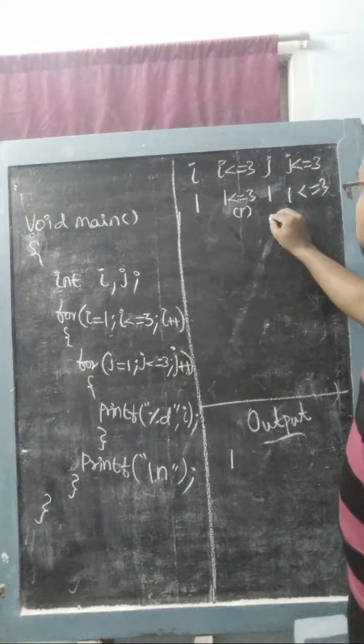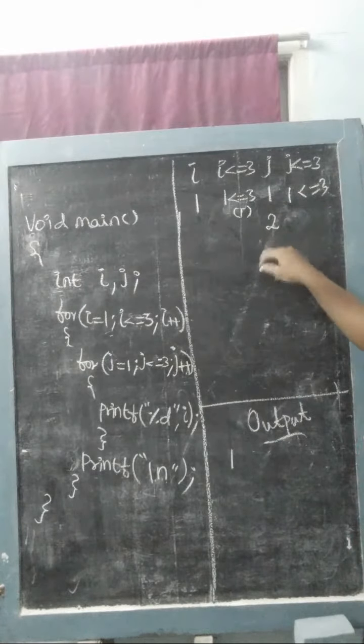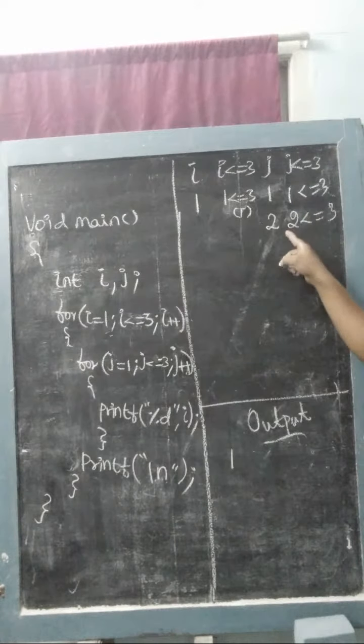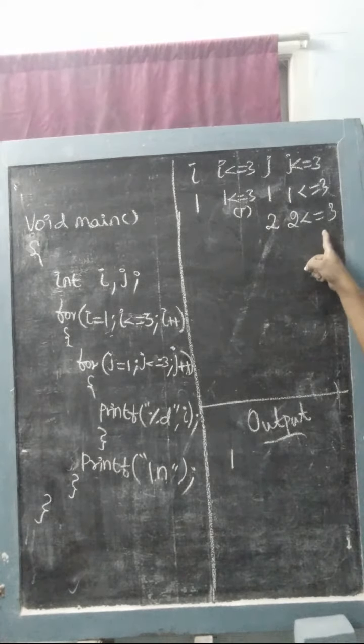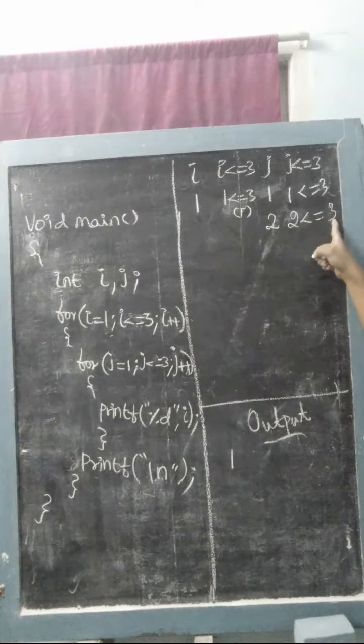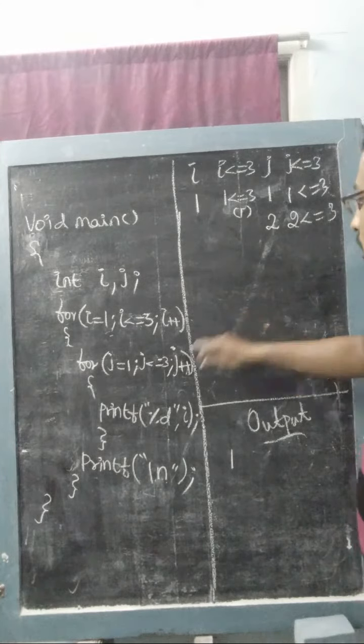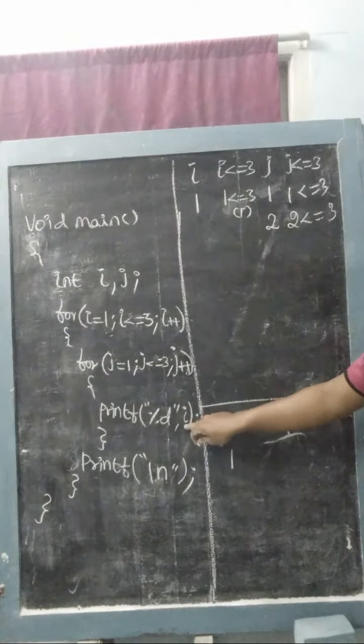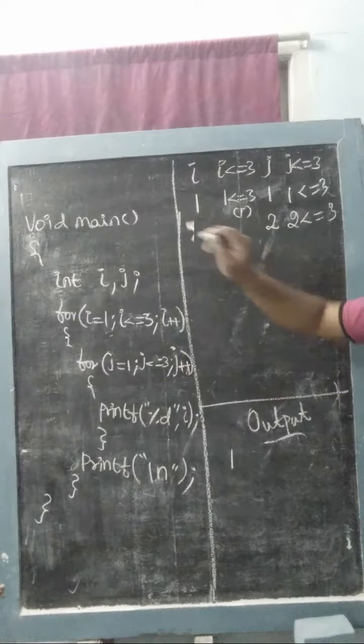J value is incremented by 1, that is 2. 2 less than or equal to 3. Either the condition is true or false. The condition is true. 2 is smaller than 3. True means it will come here and it will print the I value. What is the I value? It is constant, it is 1.